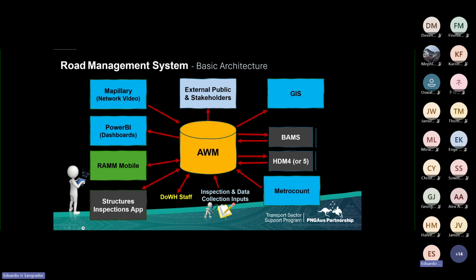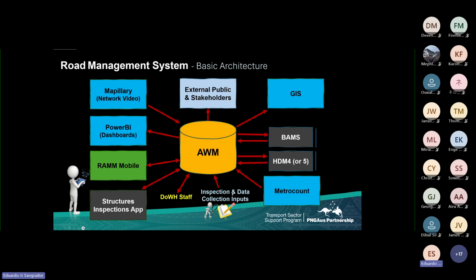So, the road management system architecture of DOW. We have the Asset Works Manager, which is basically the software, and that can be linked to any external public stakeholder. This AWM is also linked with the GIS, and can be linked to the bridge management system, and it can also do deterioration modeling using the HDM-4. Then the Metro Count is the system used for collecting the traffic count volume, so you can have modernized counting using high-tech sensors or just a simple pneumatic tube.